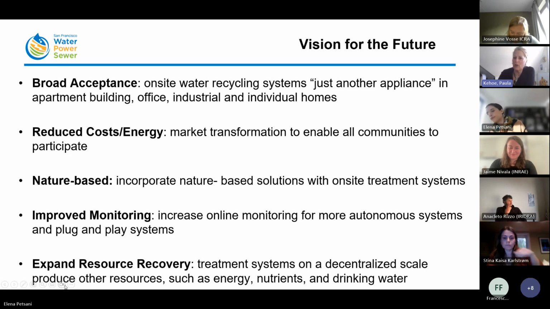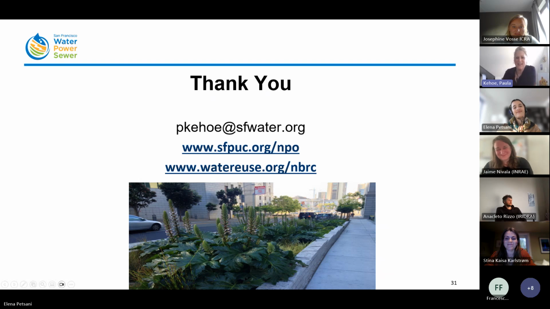Yes, it's really our vision for broad acceptance, that we want to see decentralized treatment systems as just another appliance, with reduced energy costs, enabling all communities to participate, emphasizing nature-based solutions with these treatment systems, improved monitoring, as well as expanding resource recovery. We also see the opportunity potentially for drinking water with these systems. At our headquarters, our engineered wetland treatment system is undergoing modifications, so we will be a site where we are actually going to produce drinking water from our black water treatment system. So thank you very much. I'm sorry that I couldn't operate my own slides this morning, but there are links to our programs, and I encourage you to take a look, and I'm happy to answer any questions after the presentation this morning. So thank you very much.